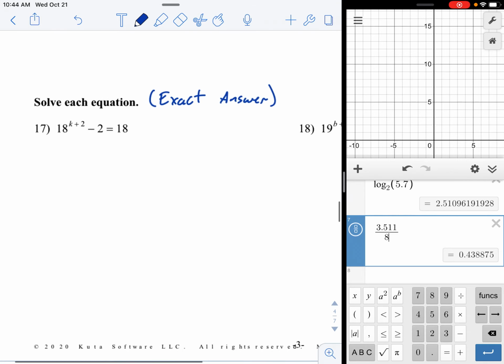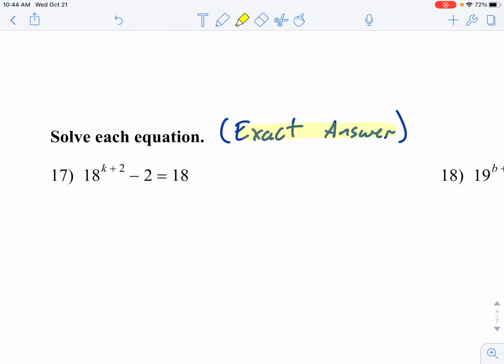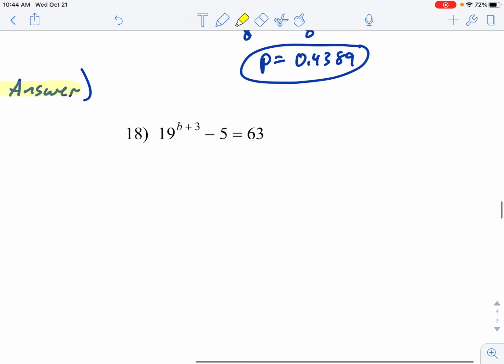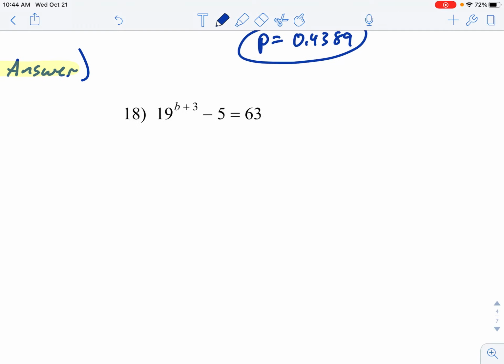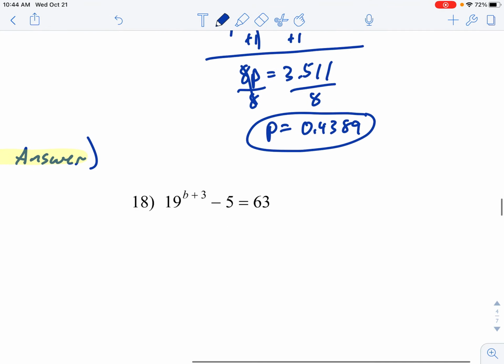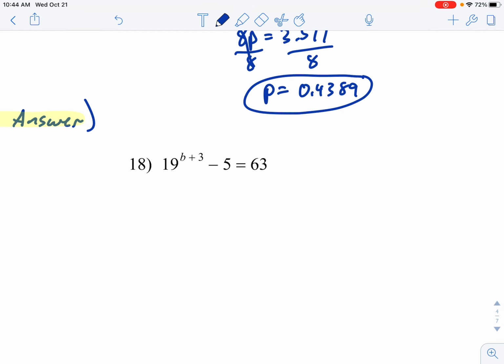Oh, but now we're going to do exact answer. So how do you get the exact answer? Well, one thing you do is you get rid of the calculator. This looks scary. How do we do this without a calculator? It's actually easier than what we've been doing, in my opinion. I don't know, maybe you'll find it more difficult.